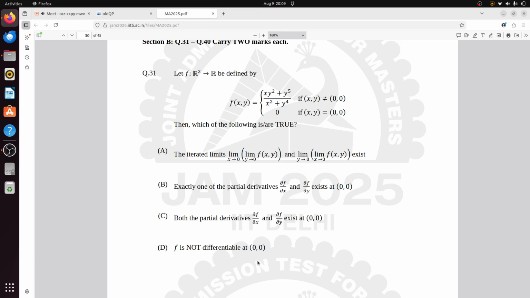Del f del x is 0, right? Yes. Okay, and del f del y is 1. So can we write it as f of hk minus f00? We need to write it as del f del x at the point plus del f del y at the point into k, plus epsilon 1 phi of hk plus epsilon 2 psi of hk.